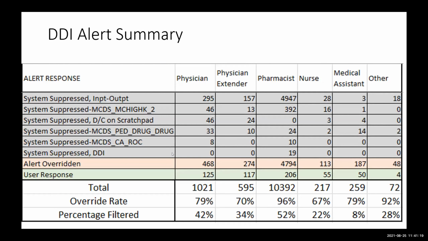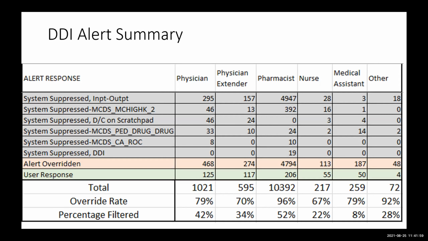And this is that same chart broken down numerically, but also what this includes is the alert override number and the user response. So all of this in gray had filtered. Physicians, for example, would have seen 1,021 alerts in that week, but 42% of that was filtered. So they only really received these two bottom numbers worth of alerts. And that equates to a 79% override rate, which has dropped quite a bit from where we first started years ago on this implementation. Physician extenders have an even better override rate and similar filter rate.